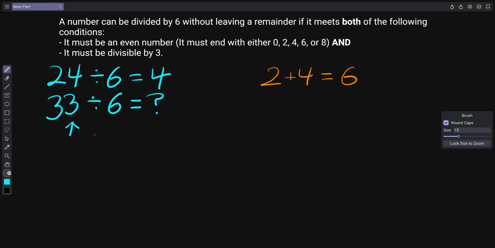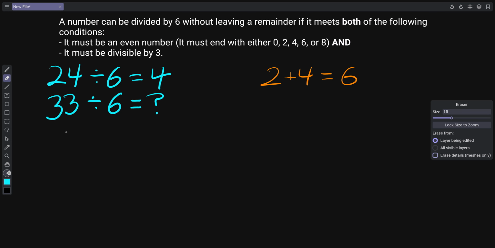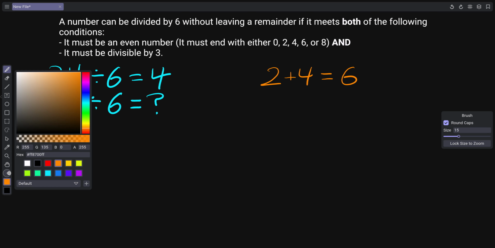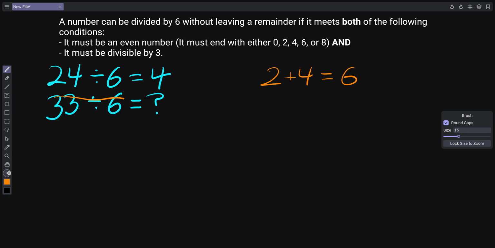It will be divisible by 3, because if you add 3 and 3 together, you get 6, and 6 actually is divisible by 3. But because we have an odd number here, because 33 is an odd number, it cannot be evenly divided by 6. So we do not have something here that can be evenly divided by 6. I think I said 3 before, but I meant 6. I apologize.